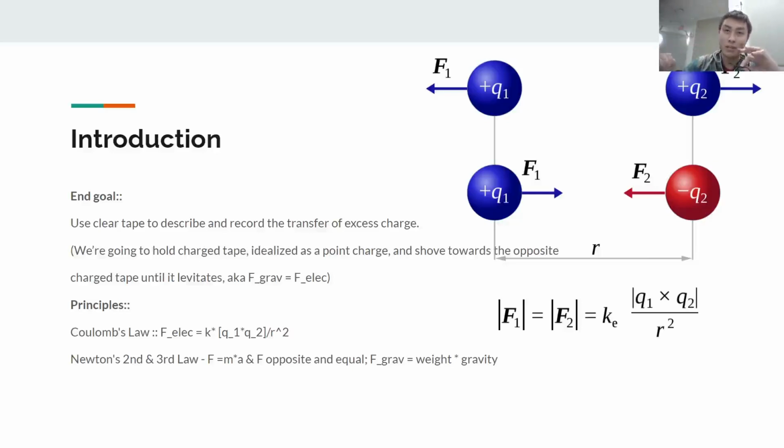We're going to take those two charged tapes together, and when the tape starts to float on one side, that means the force of gravity is equaling out with the electric force, where we could then gather some data about it. Some of the principles we're going to be using are Coulomb's law, so we can calculate the electric force, and we're also going to assume Newton's second and third laws for equal and opposite effects, and also calculate the force of gravity.